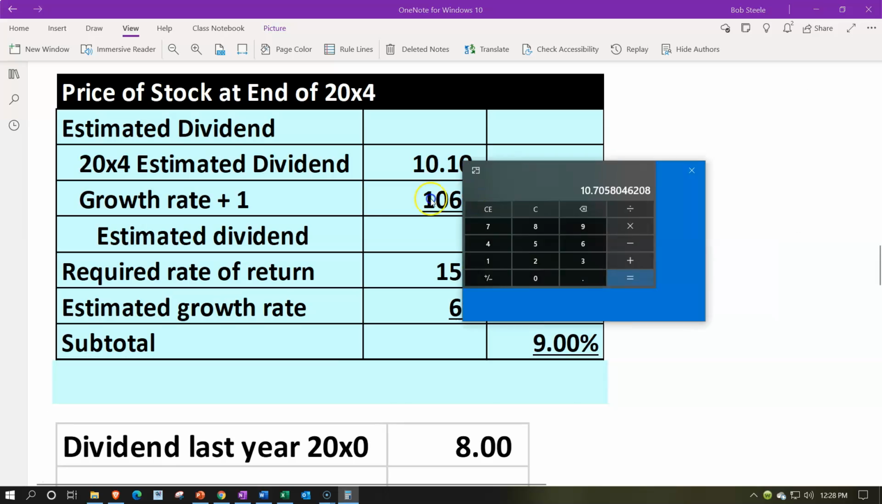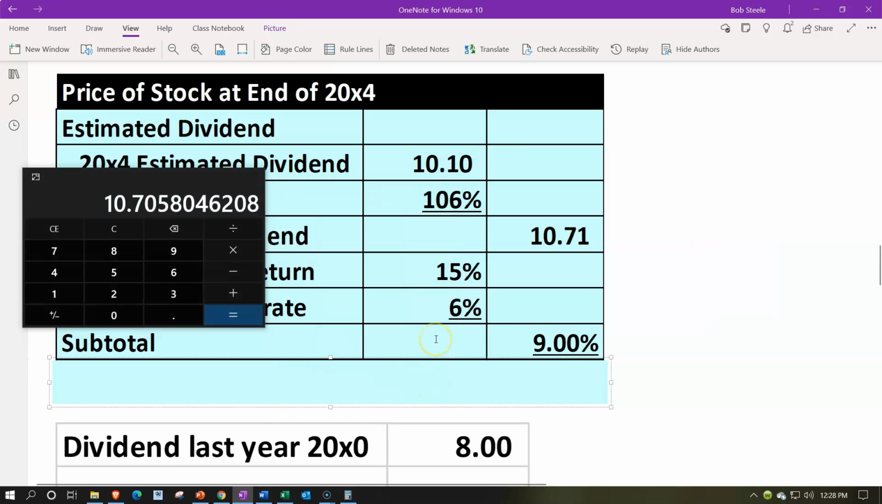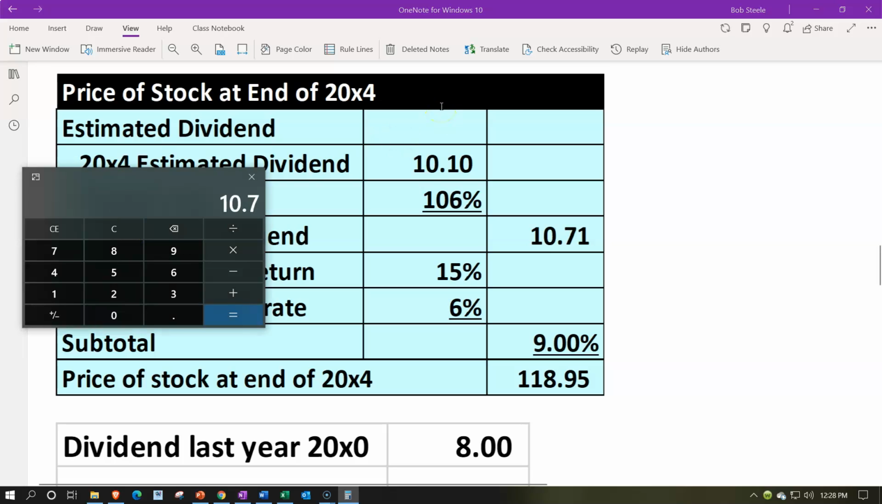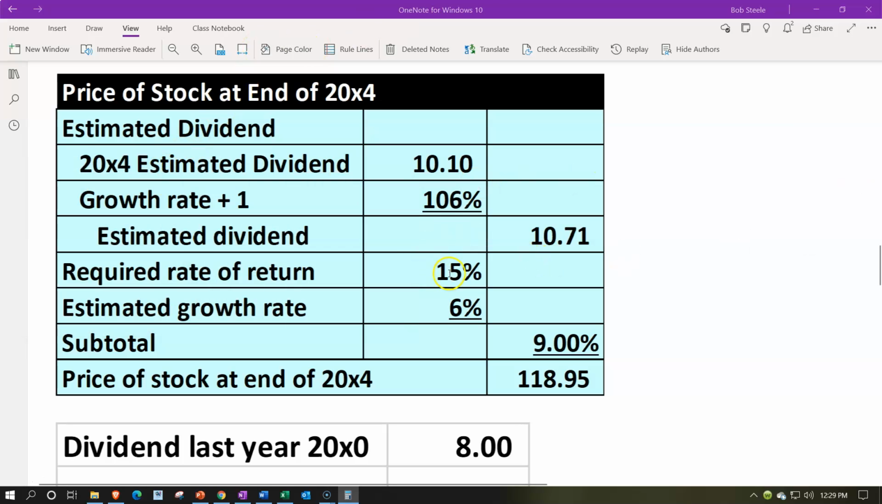And so now we're going to take our dividend that's being estimated, the 10.71, divided by 0.09. Let's do that again, the 10.71 divided by 0.09 gives us about 119. It's rounded here because in Excel there's some pennies involved. So about 118.95 or 119. So that's what we're estimating the price to be at the end of 2000 X4.